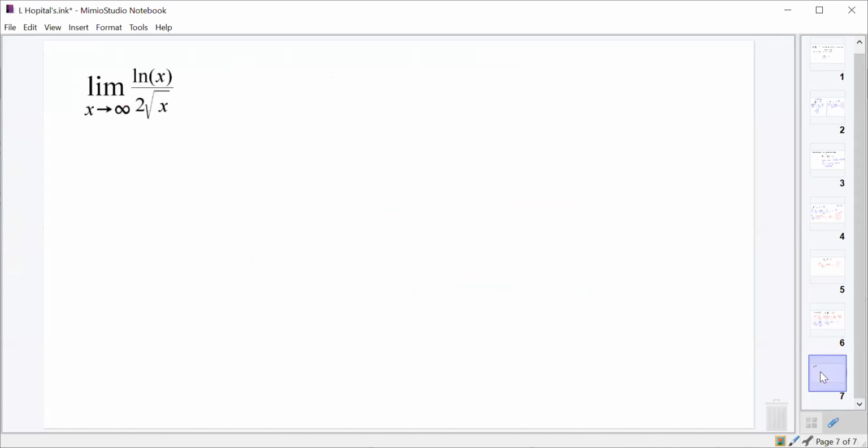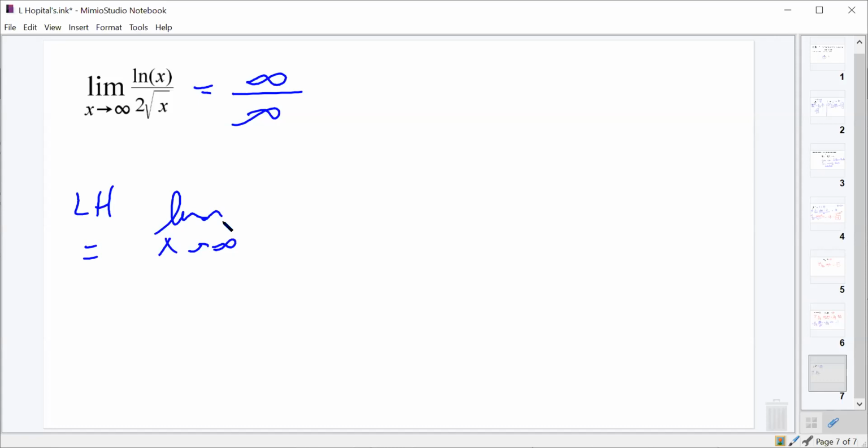No? Let's do another one. The limit as x approaches infinity of natural log of x over 2 root x. What's the natural log of infinity? Infinity. And what's the square root of infinity? Infinity. So we'll use L'Hopital's rule to give us the limit as x approaches infinity.